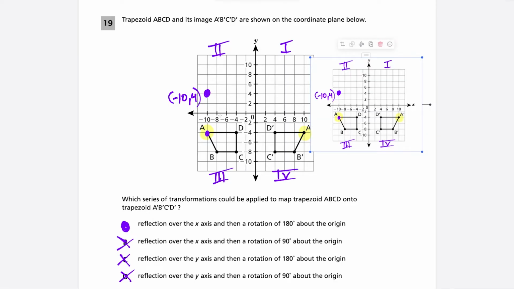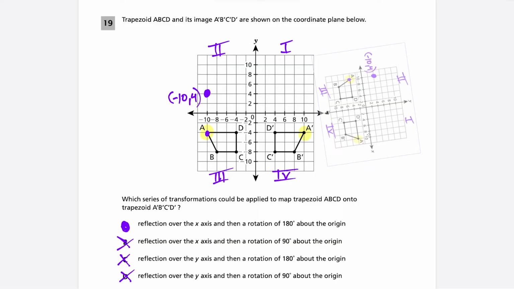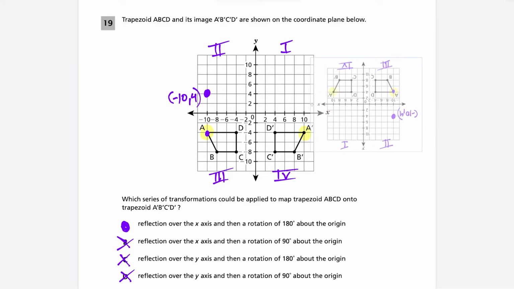And let's say I'm starting out here at this point, negative 10, 4. I just reflected over the x-axis. If I want to rotate 180 degrees, I would just take my paper, and you could do this with your test paper or whatever paper you're using. And if I want to rotate 180, I just flip the paper upside down. And pay attention to where that point went.